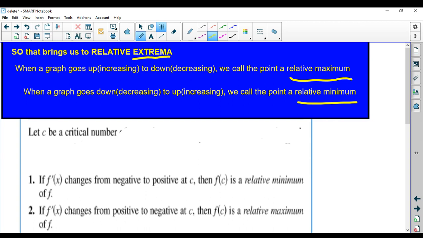Now we're going to talk in terms of derivatives. So when we say increasing, we're going to say f prime is positive. And when we say decreasing, we're just going to say f prime is negative.